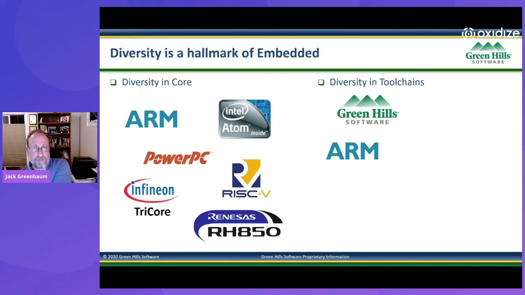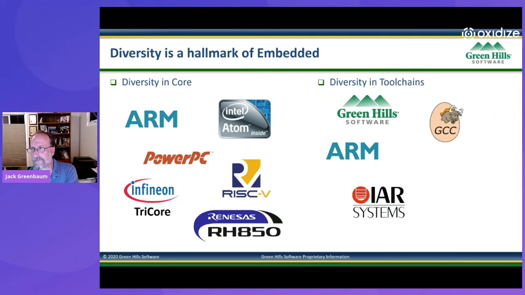But ARM has an ARM compiler. They want their customers to get the most out of their processor core, so they provide their own compiler. Intel does the same. Then there are independent vendors like IAR. And then we have our open source alternatives, GCC, Clang. So, there's diversity here. And where it really hits home is in the linker.